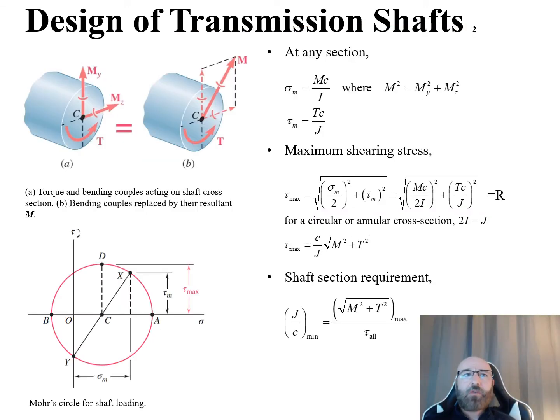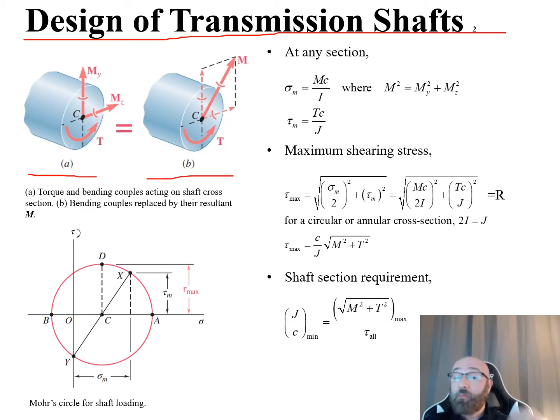As we continue on with the design of transmission shafts, we want to take a look at an example we see in the top left corner. We have torque and bending couples acting on a shaft cross section in part A, and in part B we can see the bending couples are going to be replaced by the resultant. So we can see this M right here is the resultant of our Mz and our My.